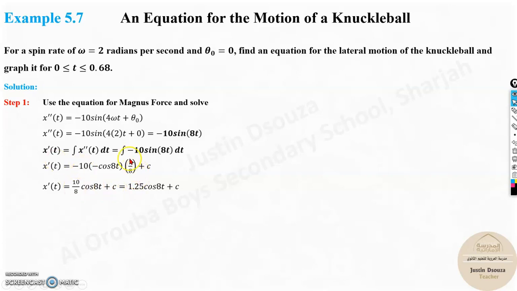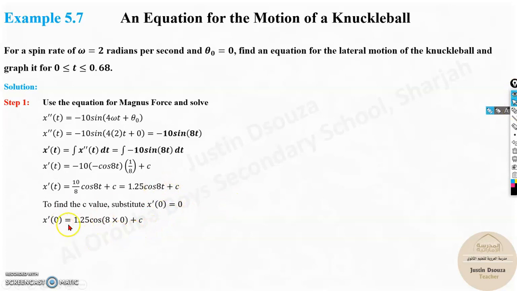Negative 10 by 8, sorry, my bad. Over here the negative goes and it becomes positive. So it's 10 by 8 only. And what is 10 by 8? It is 1.25 cos 8t plus c. Now over here, remember, we need to find the c. So let us find what is the initial velocity. It's not given, it's 0. So substitute over here 0 and solve.